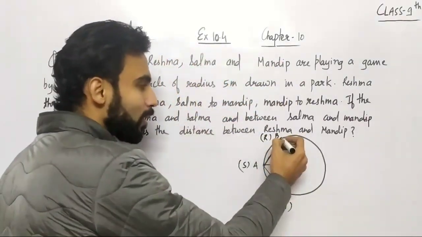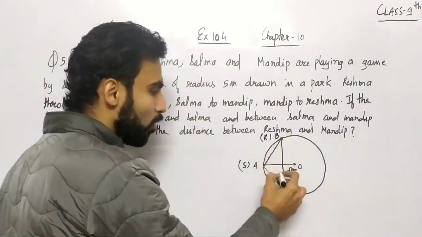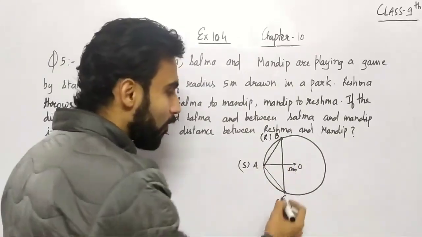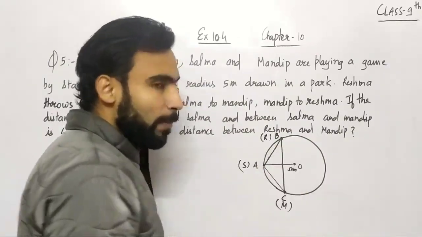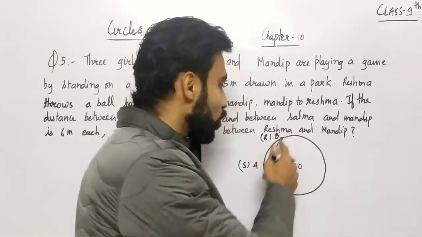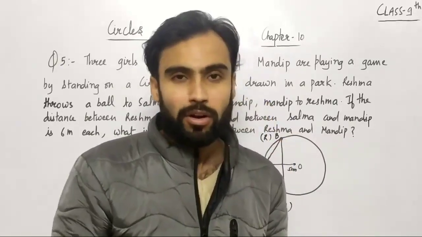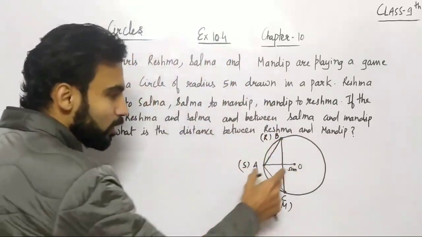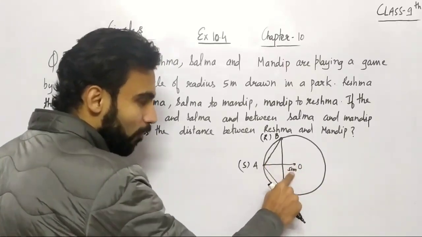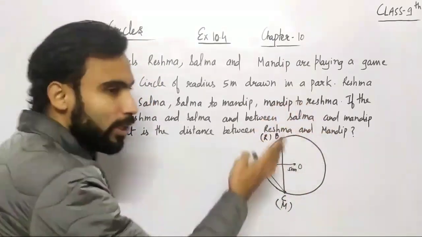So Reshma passed the ball to Salma, Salma passed the ball to Mandeep, and finally Mandeep again passed the ball to Reshma. By traveling, Reshma again got the ball. So this was the condition given. We know the radius of this circle is 5 cm. Now let me check what else is given to us.